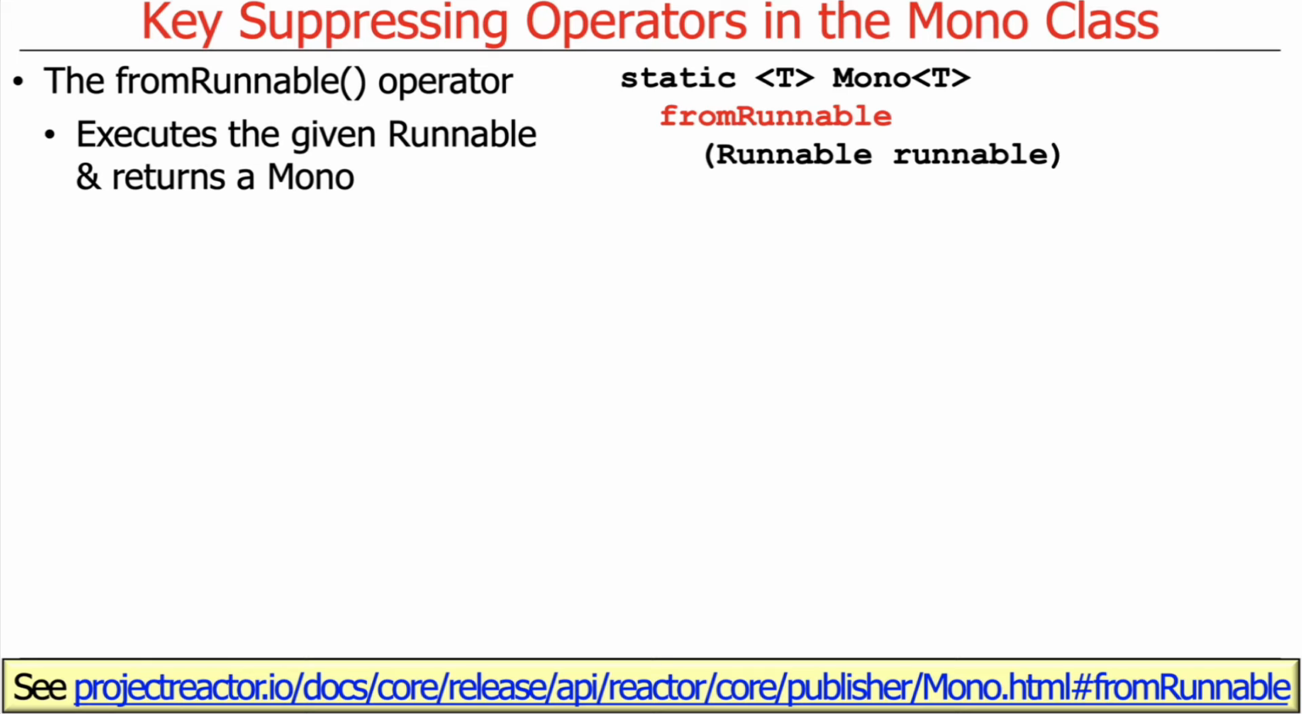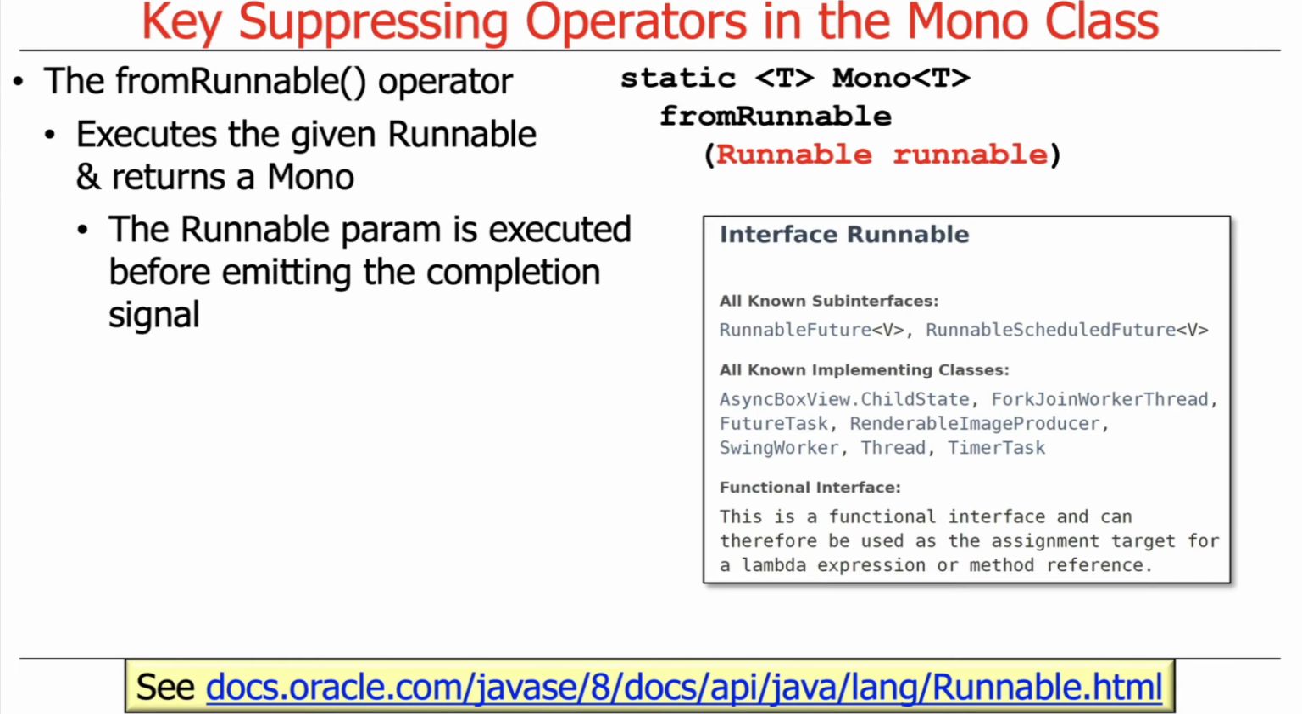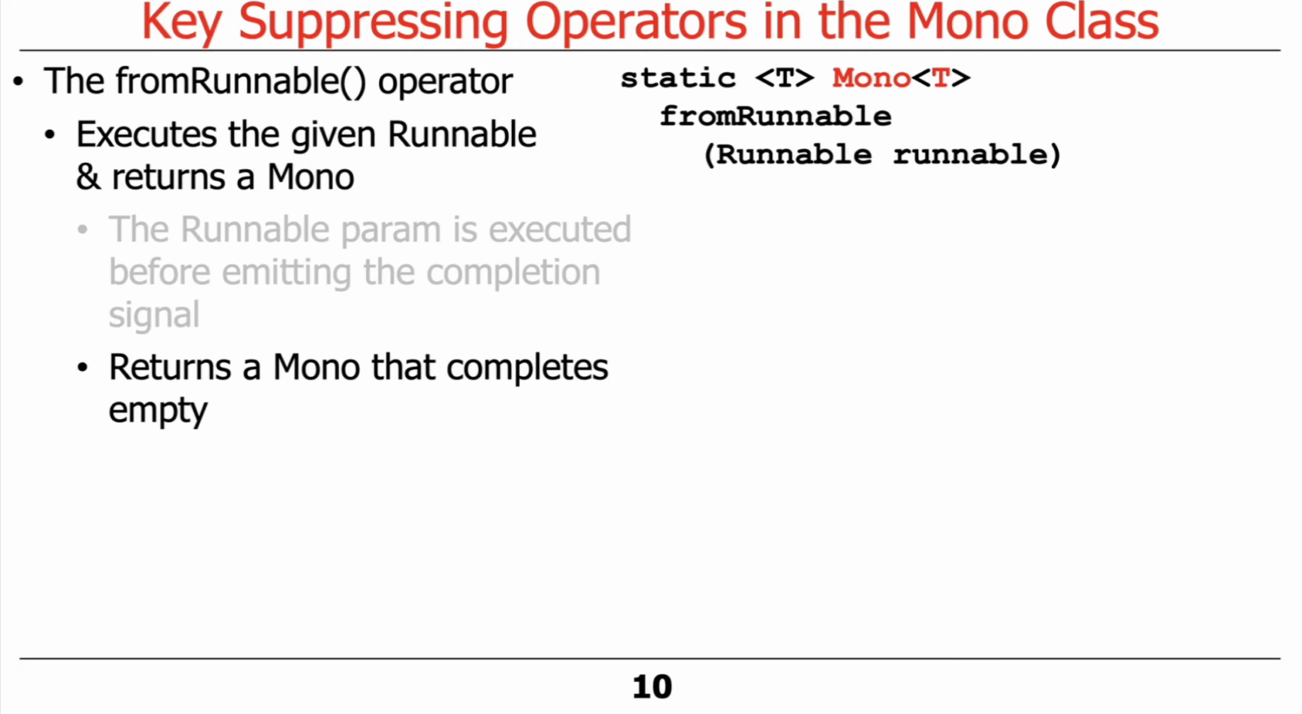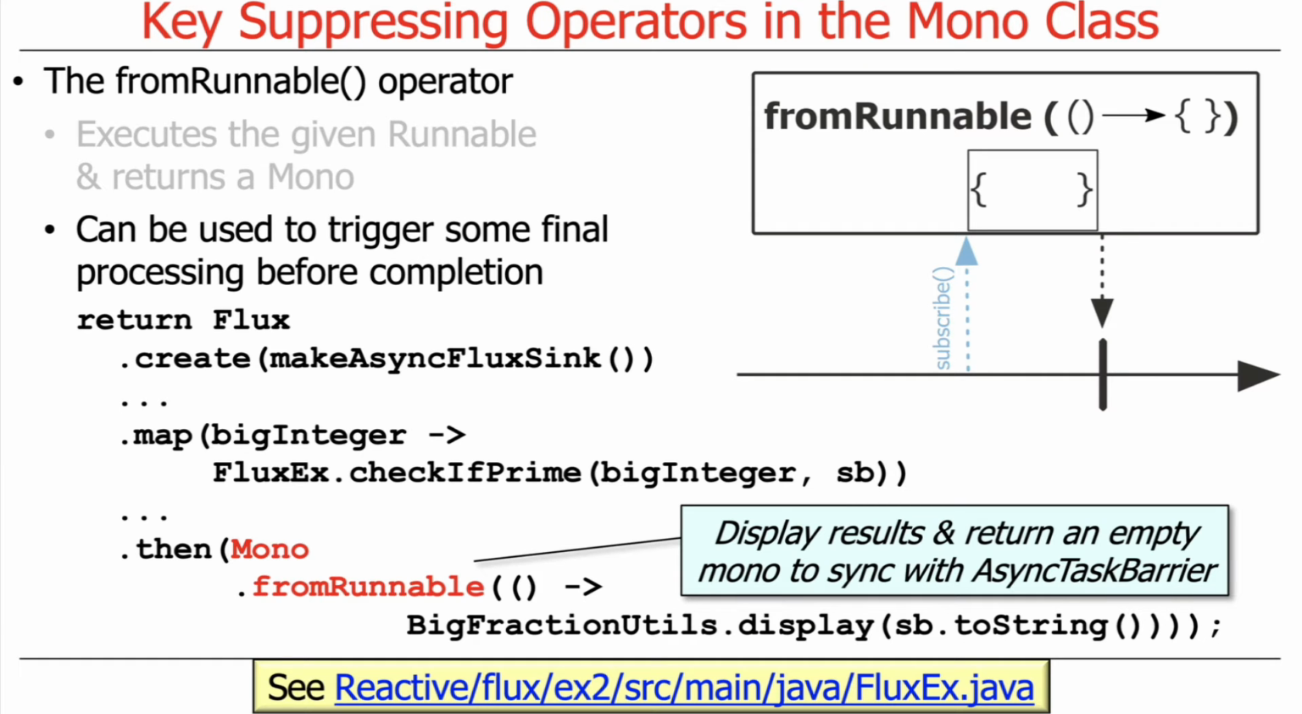The next suppressing operator we're going to look at is called fromRunnable. What this does is it executes a given Runnable and then returns a Mono. So let's take a look and see how it works. The Runnable parameter is executed before emitting the completion signal, and it returns a Mono that completes empty. What you typically use this for is to trigger some final processing before completion is done. So let's take a look at an example.